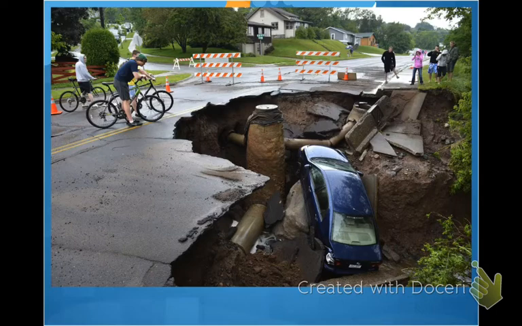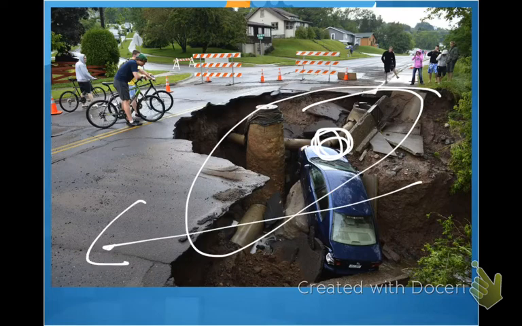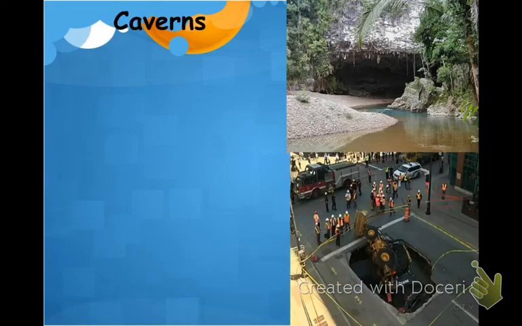So as you see here, you have these pipelines or sewer systems that have been set up. And if there's ever a leak in the sewer, say such as right here, then it can cause just an outpouring of water that can then move all of this dirt away and cause the ground around it to collapse. So it could be caused by natural weather events, or it could be caused by a leaky sewer system. But all of those can create your sinkholes.